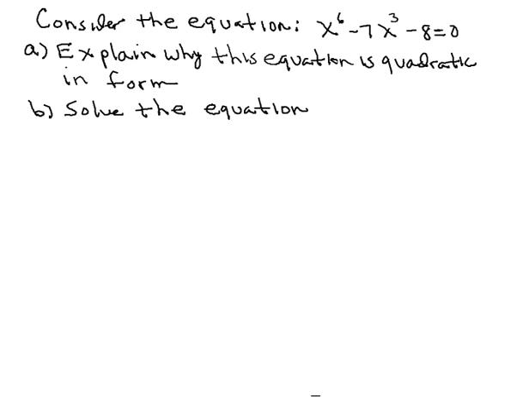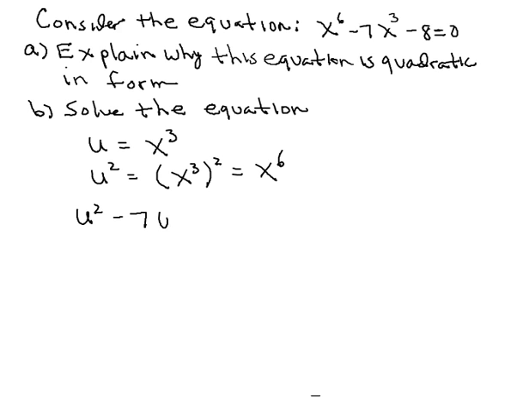Now if we were to let u be equal to x to the 3rd in this equation, then if I were to square u, that would be squaring x to the 3rd power, which is equal to x to the 6th. So you can see that x to the 6th is the square of the variable expression x to the 3rd power.